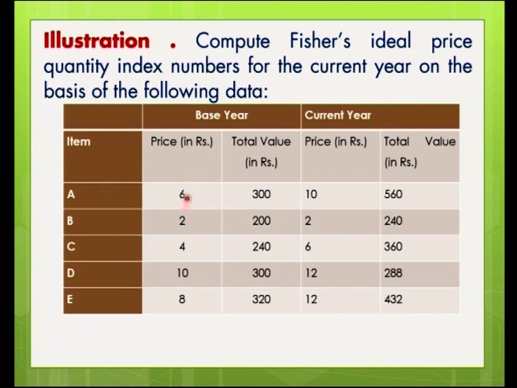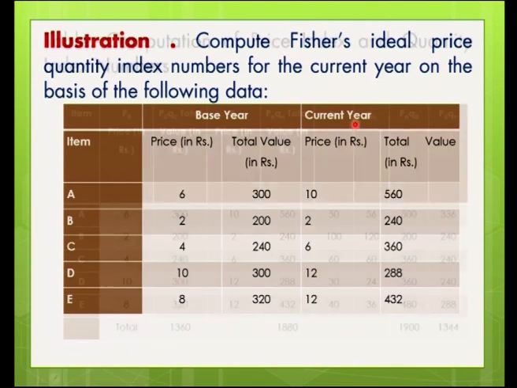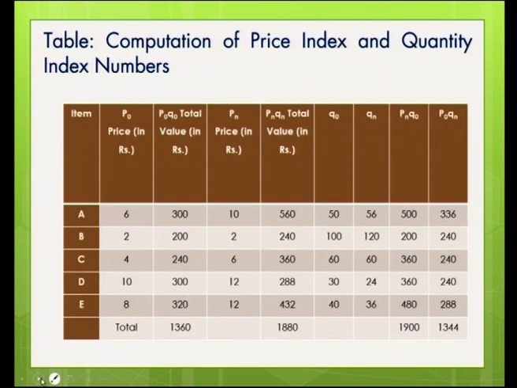So, here the price values for the 5 items are given and the total values given. Total value is actually price into quantity. So, the quantity values, although is not given, total values and price is given. So, 300 divided by 6 will give you the quantity value for the base year. Similarly, 560 by 10 gives you the quantity value for the current year. So, look at the solution table, computation of price index and quantity index numbers.